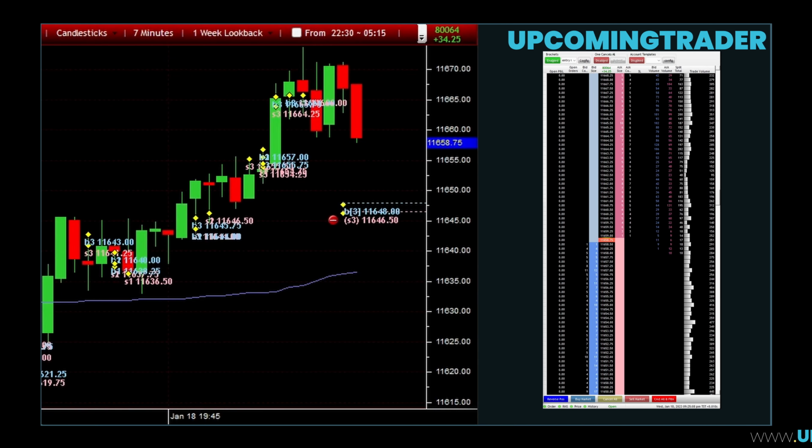Have you ever wondered what really drives the movement of prices in the market? It is not just about the price itself, but about the story behind the numbers, and that story is told by volume. So what exactly is volume in trading? Well, volume is simply the number of shares or contracts traded over a specific period of time.